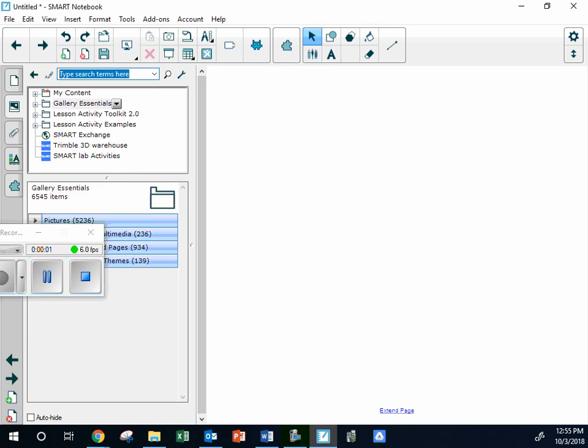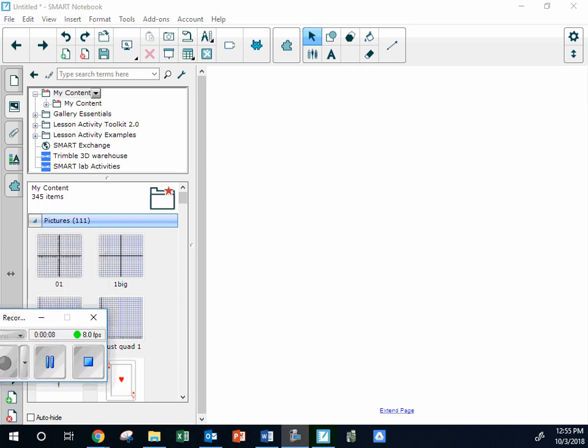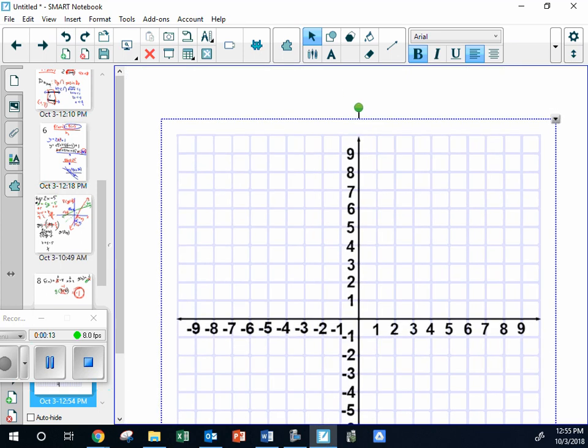All right, first thing I want you to do is bring in some graph paper. Now, I'm going to do it this way. You're probably going to use your iPad and do it that way. But get some graph paper up. Now, this test has a lot of graphing on it.